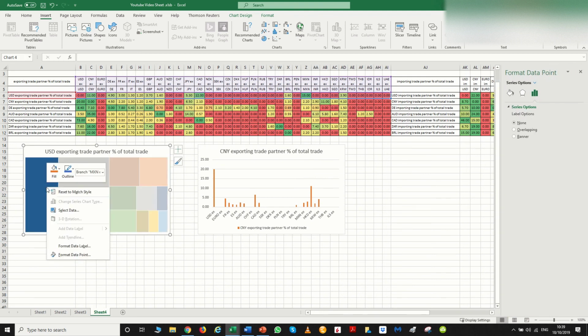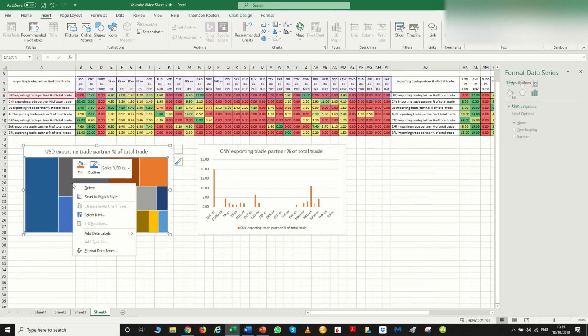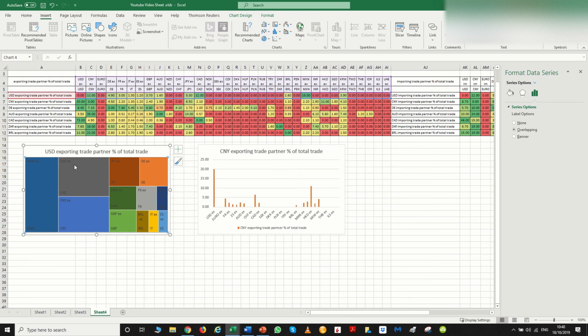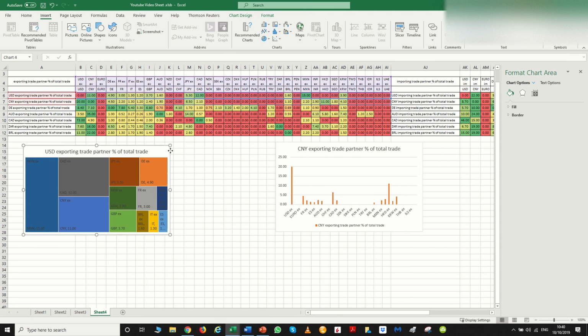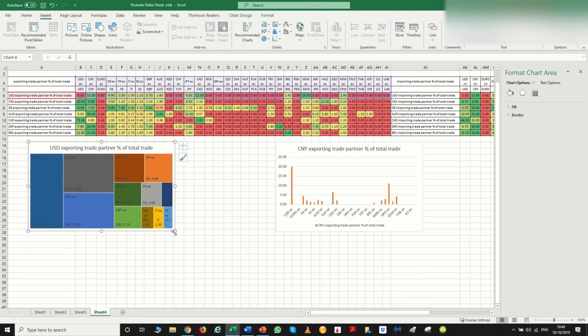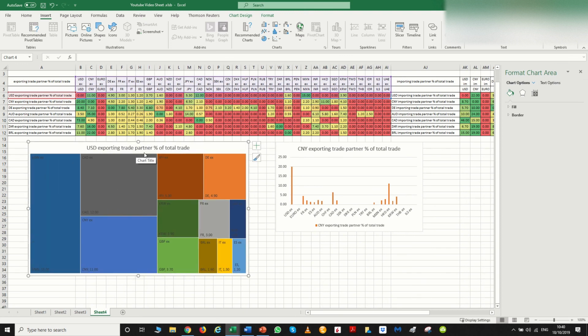Oh no. First I want to add data labels. There we go, first. And then now I want to edit these. Format data labels, yep. So we want series name, and now we want category name, and we want value. So now we can see the United States exporting trade partner, percentage of total trade. Mexico is 15%, Canada is 12%, China is 11%.